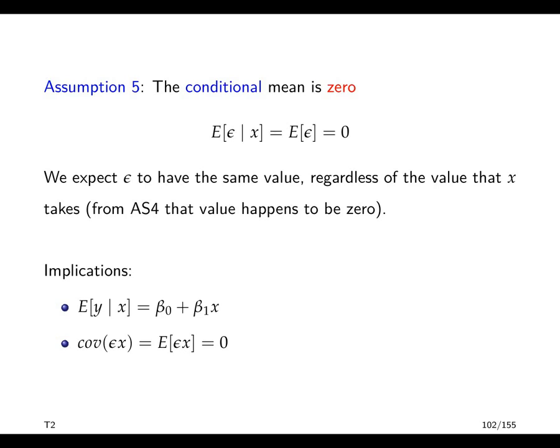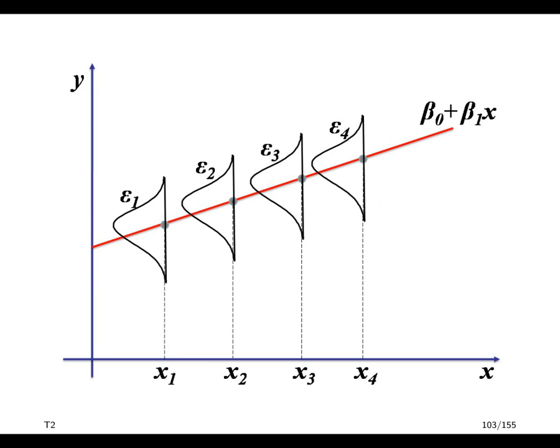Something else that is true under assumption 5 is that epsilon and x are not correlated to each other at all. They are perfectly independent from each other. Their covariance is 0, or the expectation of their product is 0. What does this mean?